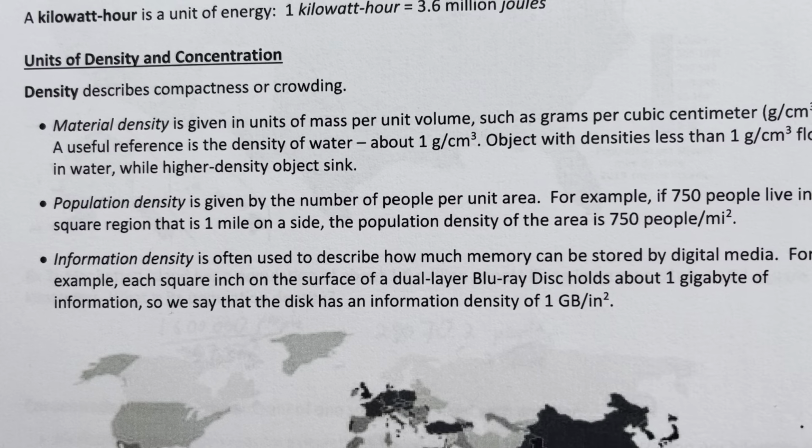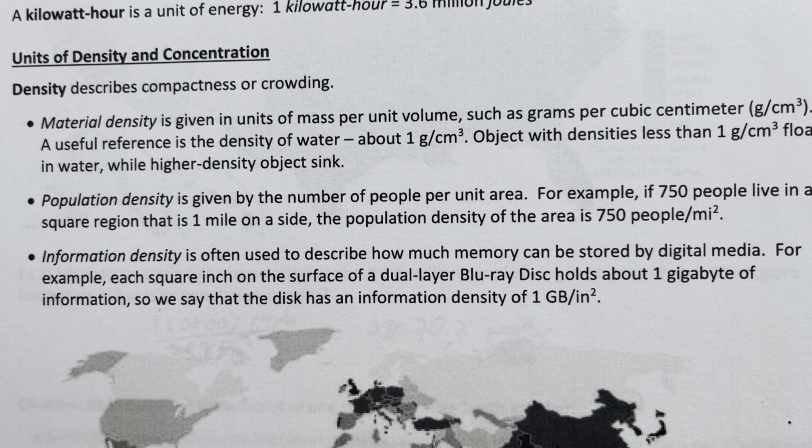Density describes the compactness or the crowding. So material density is how much something weighs, usually in grams per cubic centimeter. Water is 1 gram per cubic centimeter, so if it's less than 1 gram per cubic centimeter, it will float on water. If it's more than 1 gram, it'll sink.